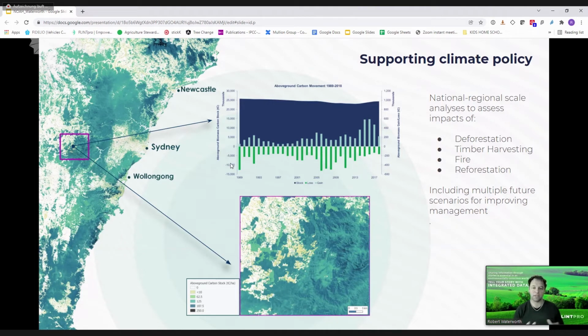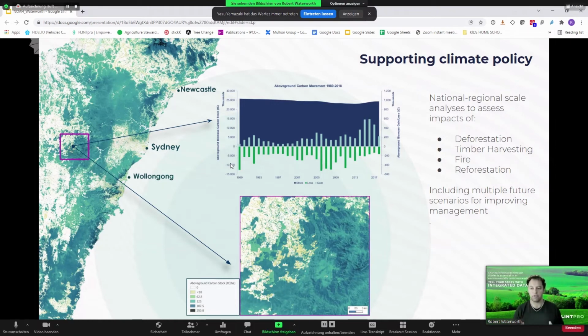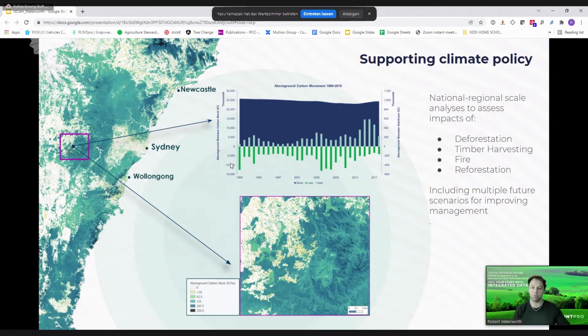In this case, we were asked to come in and assess the impacts over the entire region of deforestation, timber harvesting, fire and reforestation since World War II, and then also project forward. What are the opportunities for carbon sequestration? What if we change management? What if we come in and we plant more trees in this region? But also, what are the risks of that? What's the risk of increased fire, for example, damaging those plantations in the future and losing that carbon back to the atmosphere?